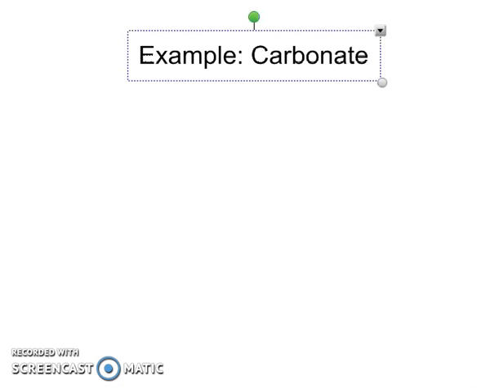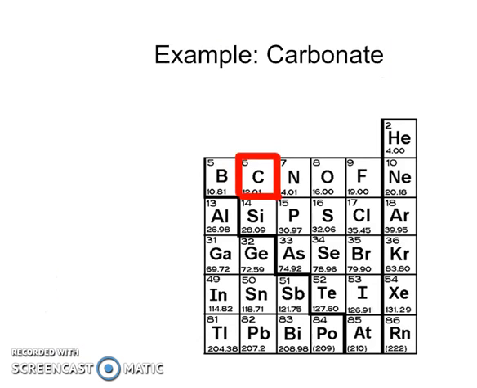So let's go ahead and take a look at 2 real quick examples. Carbonate is our first example. First thing I want to know is what kind of ATE is carbonate? Is it an innie ATE or an outie ATE? So I'm going to look on the periodic table and find out where carbon is. It is an outie ATE.